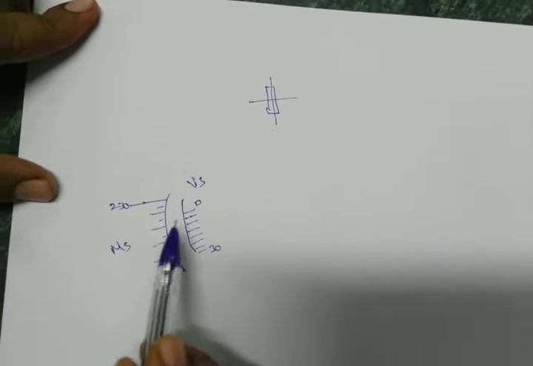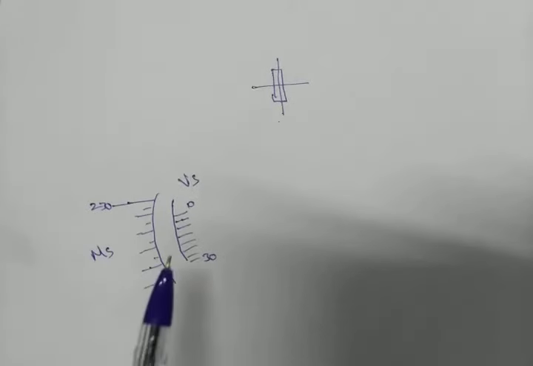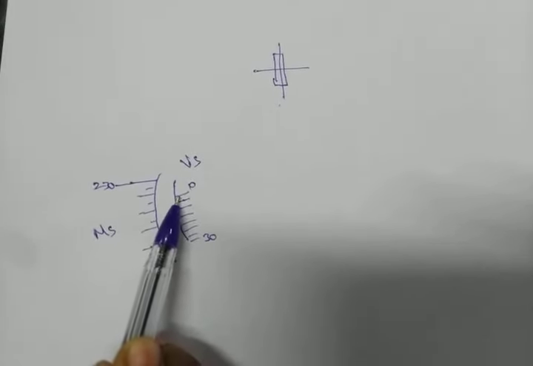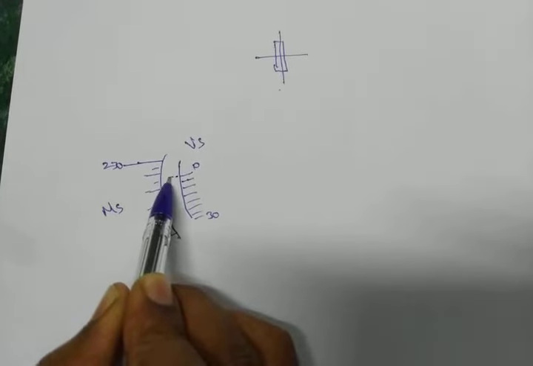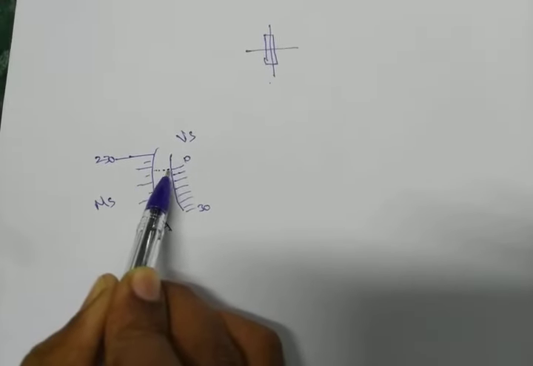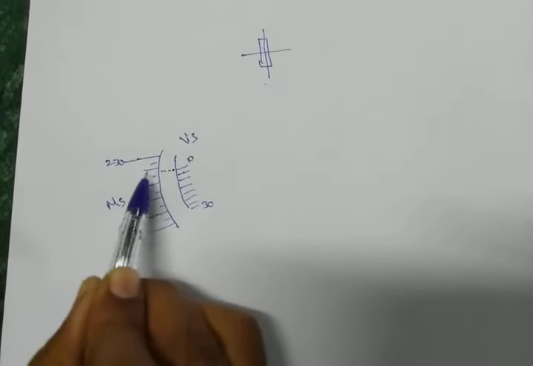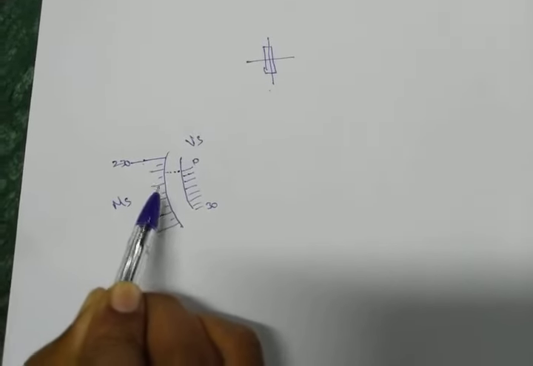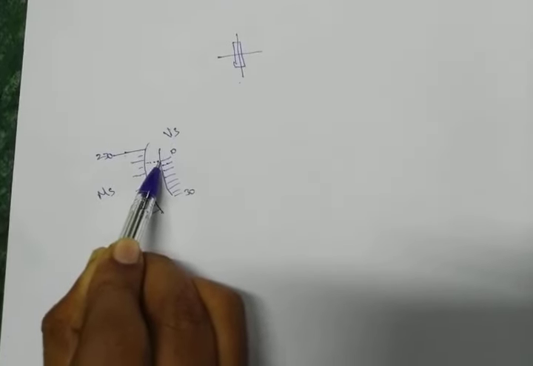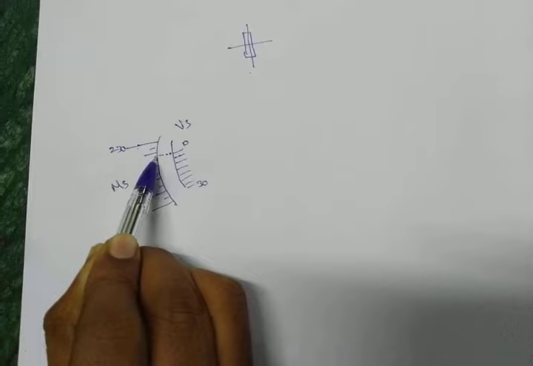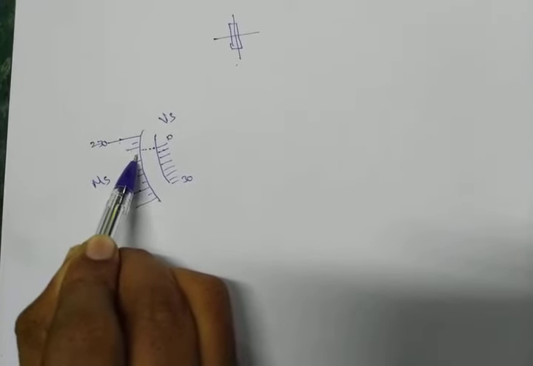How to take the reading? First find the zero of this Vernier scale. Find the position of zero of this Vernier scale on the main scale. Assume that I draw a dotted line straight from this zero of the Vernier scale to the main scale, and this is 230, this is 231 degree, and this is 232 degree. If I draw a straight line from Vernier scale 0 to the main scale, it is exactly between 231 degree and 231 degree 30 minute.